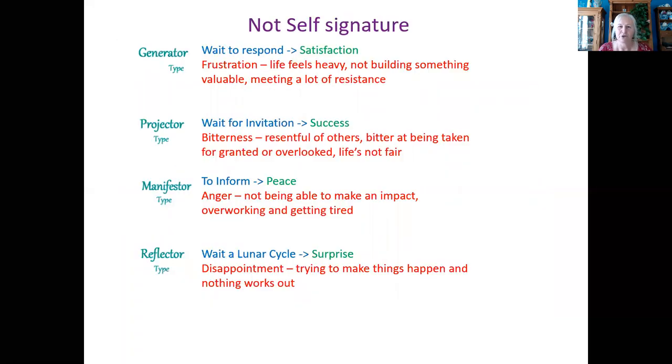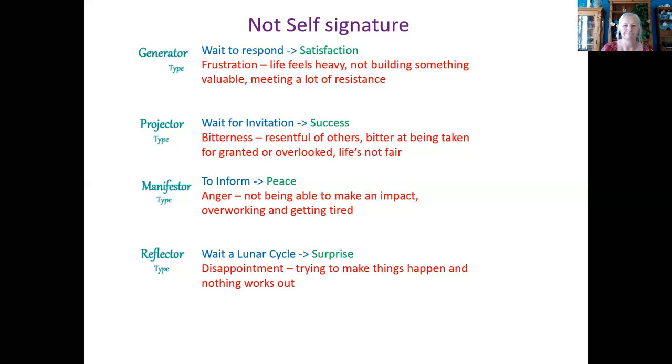Now we go into what's called the not self. This is something that, again, you can see come up in the Facebook groups a lot. People say, oh, that's a not self. Not self really means when you are making decisions that are not through your authority center. They're not by your strategy and authority.